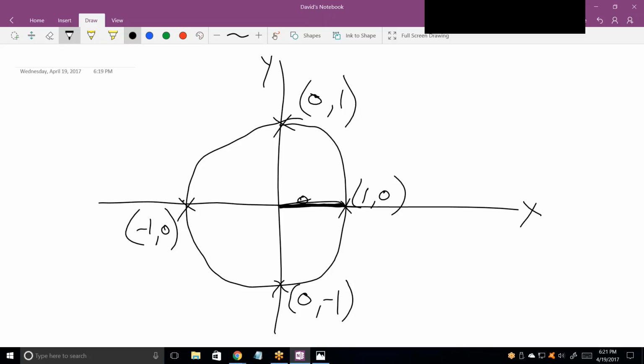Now remember what I said? X was cosine of theta. The y-coordinate is the sine of theta. So, looking at 0, what is the cosine of 0 equal to?